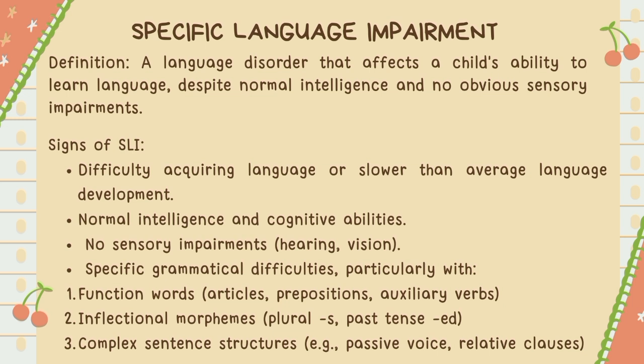So, children with this condition have a specific language impairment, meaning that their language development is significantly delayed or impaired, even though their overall intelligence and other cognitive abilities are normal. This type of condition is very different from other kinds of language disorder, like autism or intellectual disability, where other cognitive functions are also affected.